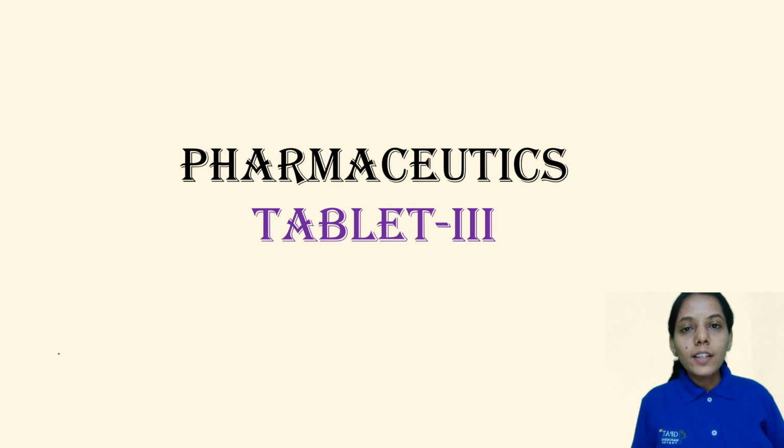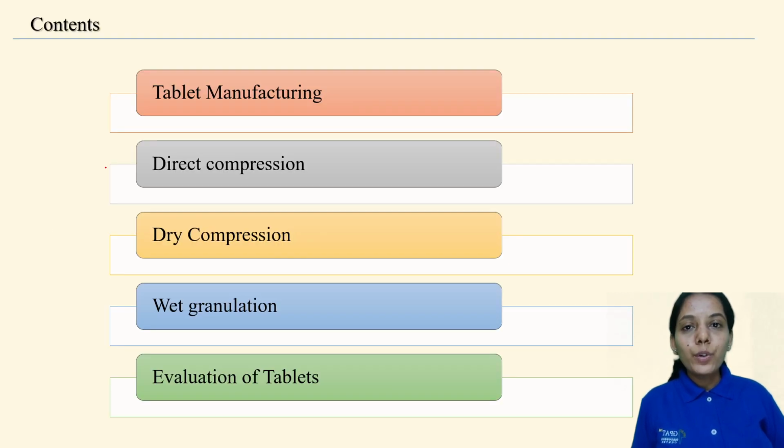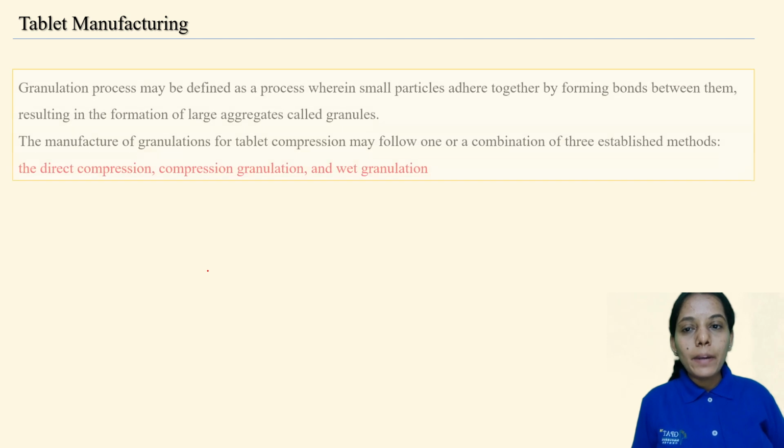Now let's see what contents we are going to cover about tablets. Today we are going to see tablet manufacturing, that is, the different types of granulation techniques like direct compression, dry compression, and wet granulation, and some evaluation parameters of the tablet. These are the points we are going to cover in today's class. So let's start with tablet manufacturing.